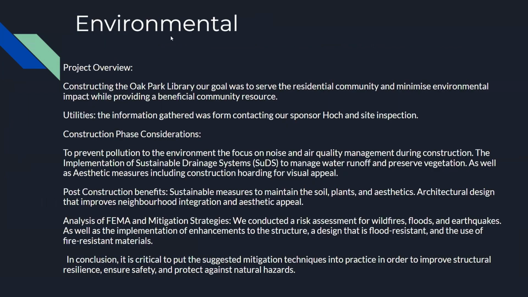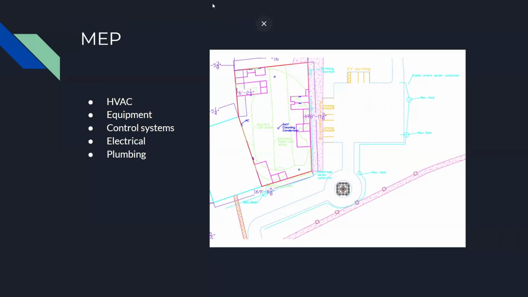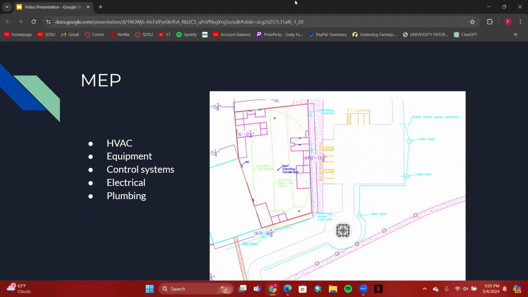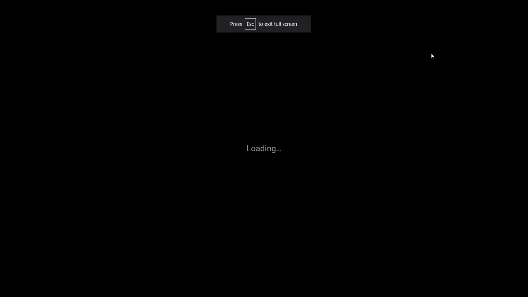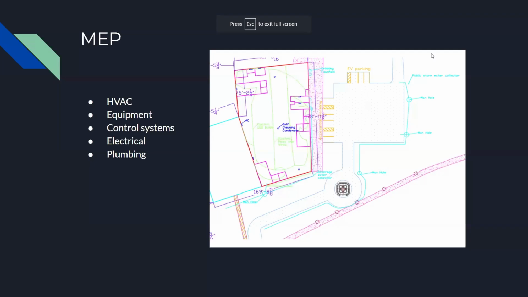I will be talking about the MEP. For the HVAC, we analyzed for LEED compliance and explored sustainable technology. For the equipment, we selected energy-efficient HVAC systems compatible with building design. For the control systems, we developed a BAS for efficient regulation and integration with the other systems.